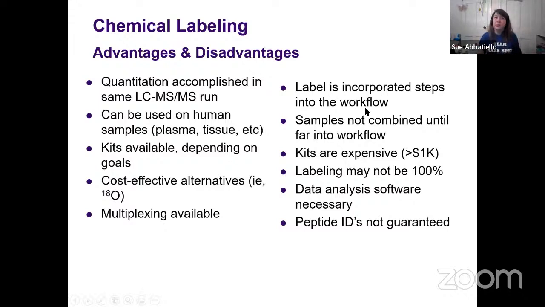So there is a lot of variability imparted in the steps leading up to that. They're usually not combined until far into the workflow. The kits can be expensive if you get the good isotopically labeled ones. Labeling efficiency may not be 100%, so that's something to keep in mind. Data analysis software is necessary, and peptide IDs are not guaranteed. So often you can get quantification of peptides from iTRAQ and so on, but you might not know what their precise peptide sequence is, and therefore how it rolls back up to the protein level.